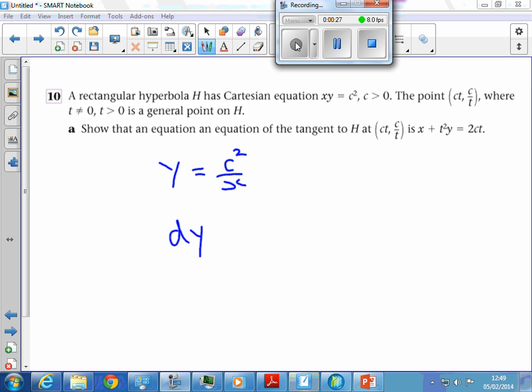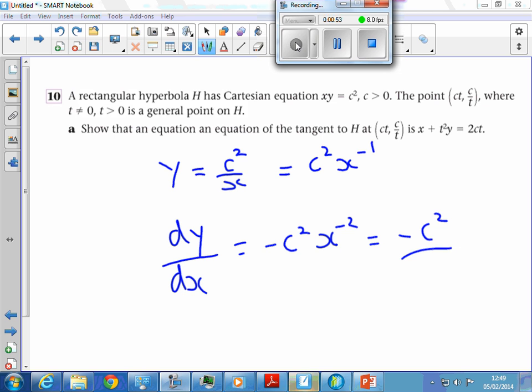then dy by dx, I'm just going to rewrite that as c squared times x to the minus 1. So the usual rule for the derivative is multiply by the power and take 1 away from the power. So that is equal to minus c squared x to the minus 2, which is equal to minus c squared over x squared. Okay, so I've just rearranged this equation to make y the subject, and I found dy by dx.